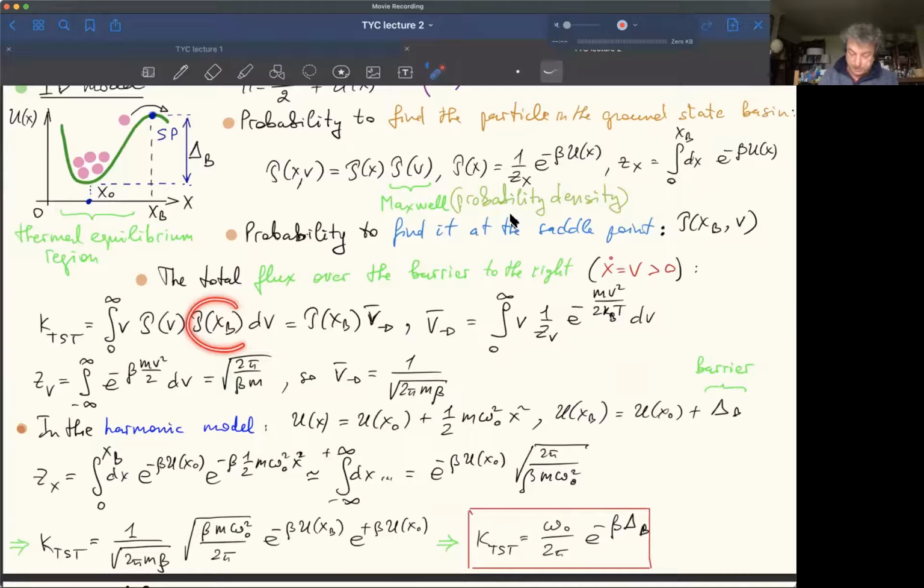Then we need to analyze this potential energy part of the distribution. For that, we'll expand our potential energy around that minimum in the harmonic approximation. That would be U(x naught) plus the harmonic term, x squared.